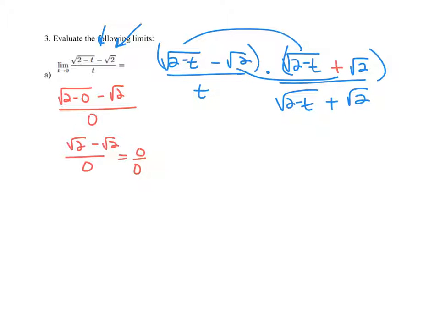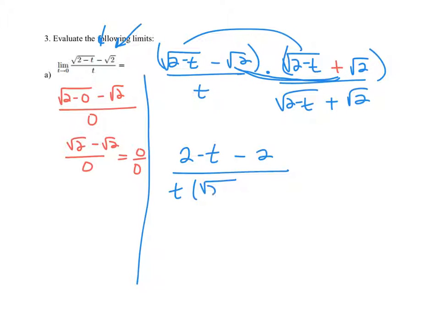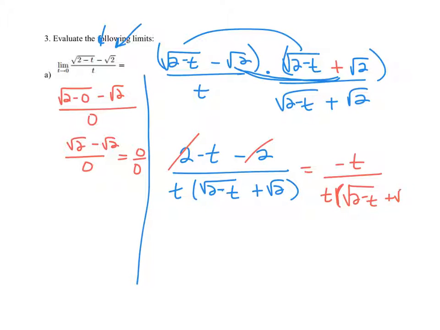If you want to do FOIL, go for it, but really all you have to do is multiply the first and the last. So radical 2 minus t times radical 2 minus t is just 2 minus t, and then radical 2 times radical 2 is 2, all over t times radical 2 minus t plus radical 2. In the numerator, my 2's cancel because they're opposite signs. I'm left with negative t over t times radical 2 minus t plus radical 2.